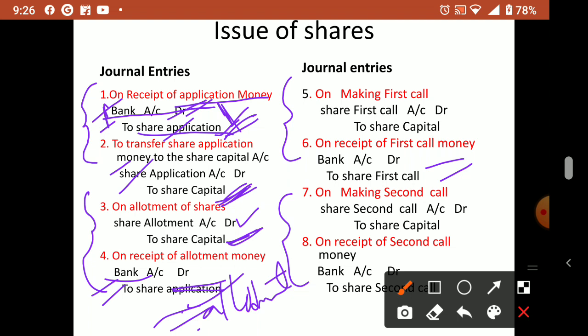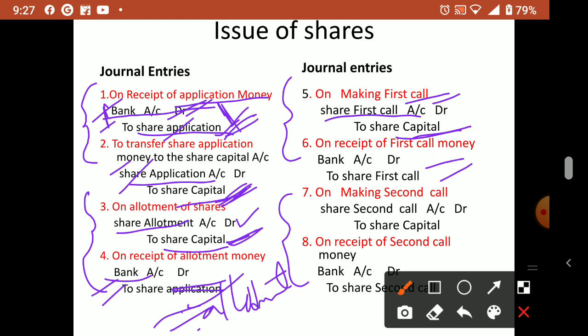Here also, the second entry is share application to share capital, but here what you write is share allotment to share capital. All repeating in the same way, only the installment name you have to change. Now third, on making the first call, we write share first call to share capital. So always remember, share capital is credited. When we transfer the money to the share capital account, share capital is credited.